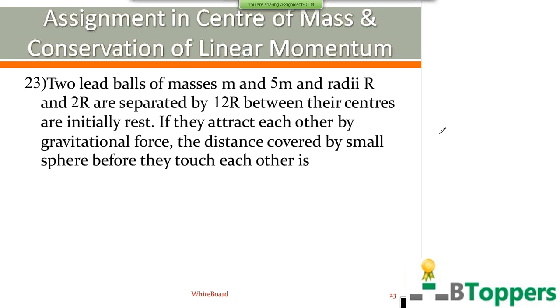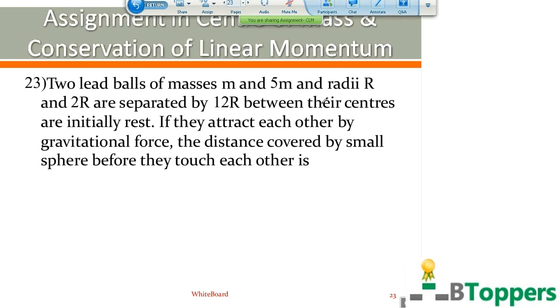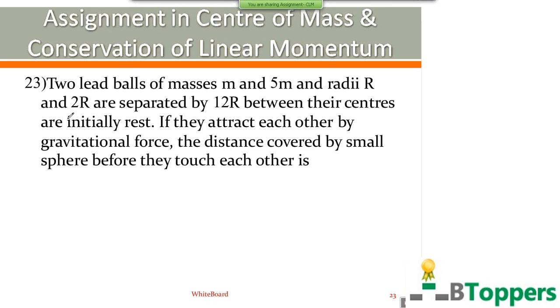See the question number 23. This I have discussed actually in one of the special cases. This problem comes under one of the special cases I discussed previously. See, two lead balls of masses m and 5m and radii r and 2r are separated by 12r between their centers and are initially at rest. They attract each other by gravitational force. The distance covered by the small sphere before they touch each other is.